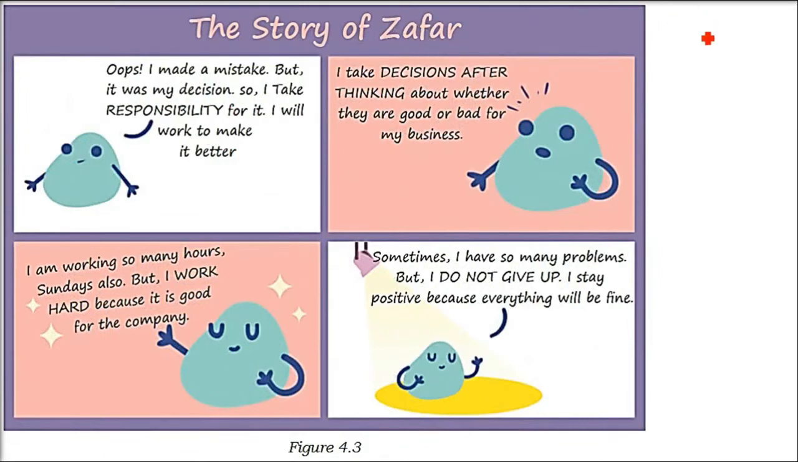Now let us take the story of Zafar. Now there are certain problems that came, and how an entrepreneur comes up with the solution and how they behave in certain different situations. Okay. First thing is, I made a mistake. So if something wrong has happened because of my decisions, I am taking the responsibility. I will work to make it better. I will try to take the decision more appropriately next time. So taking the responsibility of success as well as failure is a trait of a good entrepreneur.